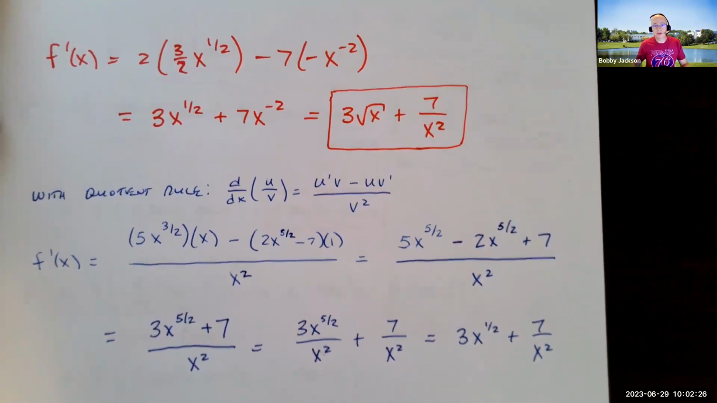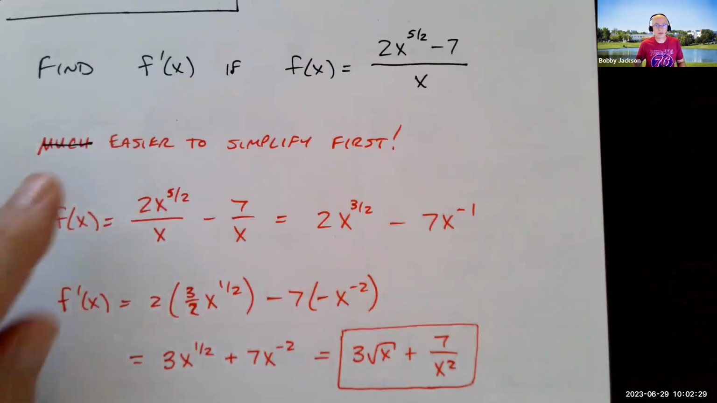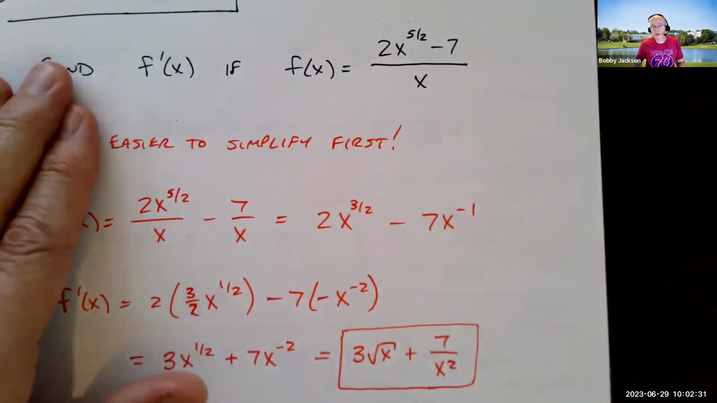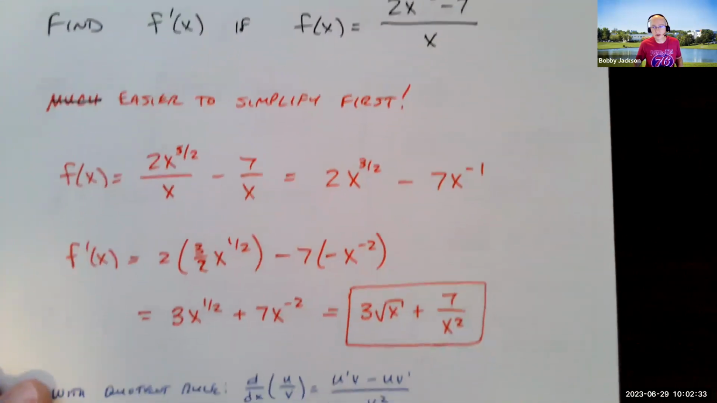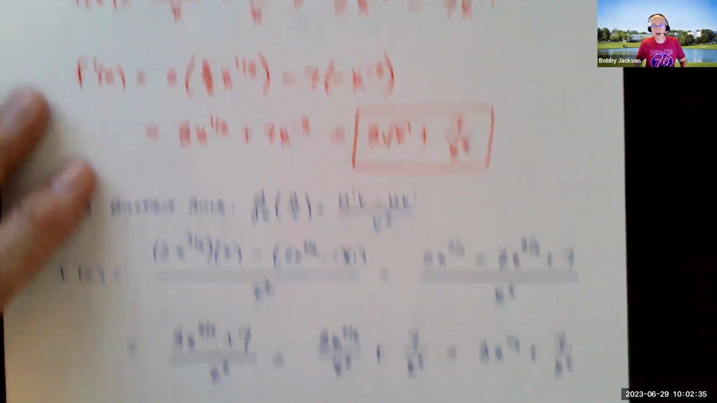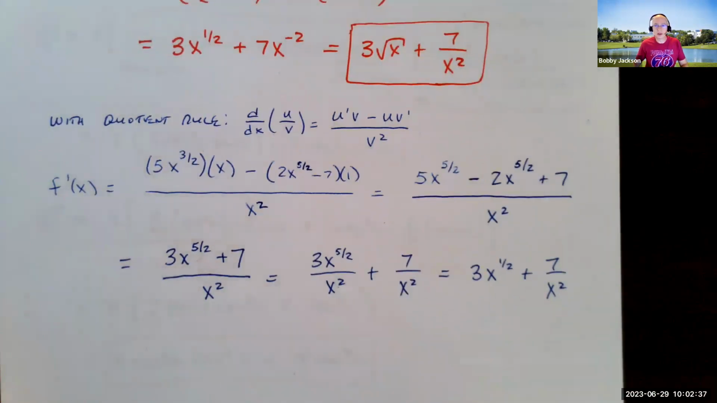But a lot of times, if we simplify first, it becomes easier, and maybe even much easier to do. But you can't always do that, so you still have to be able to do the quotient rule. So I think either method, either way of doing it is good.